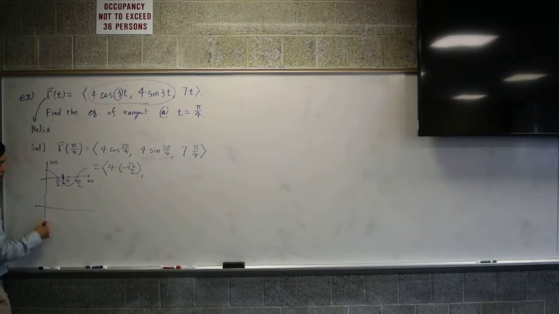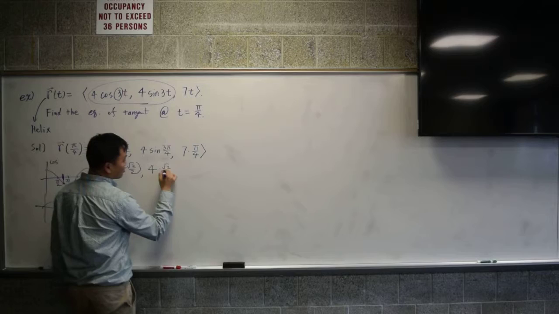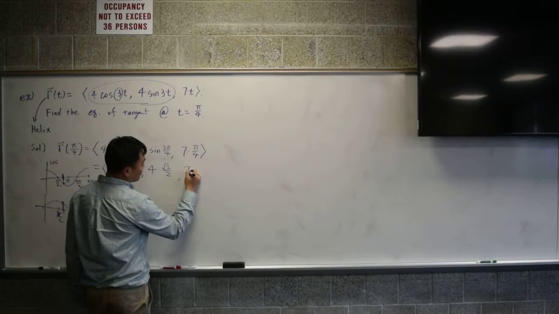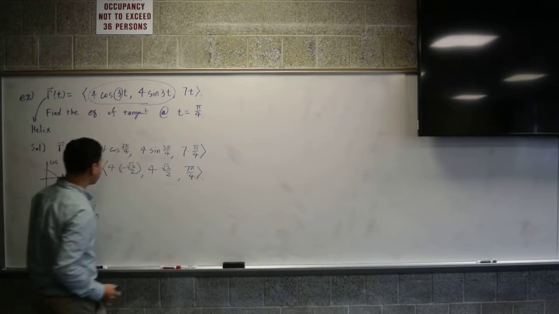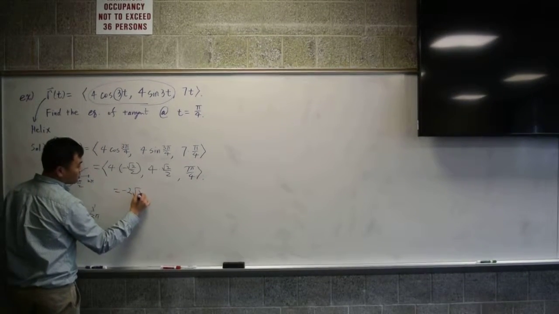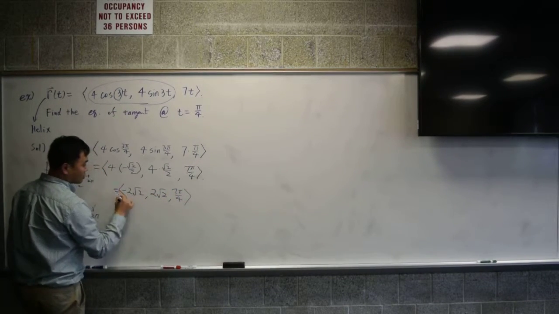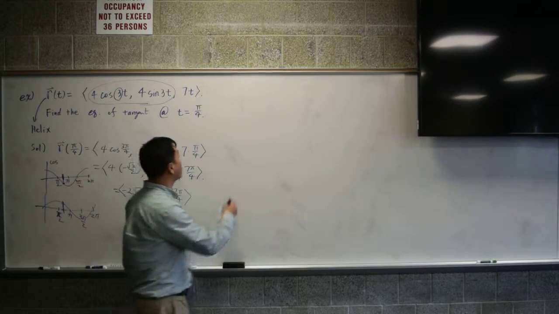Whereas for the sine, for the same angle, this is a sine graph, and 3/4 is this spot. It's positive, so it's 4 times positive radical 2 over 2, and this is 7 pi over 4. 4 and 2 reduce, so we get negative 2 radical 2, 2 radical 2, 7 pi over 4.